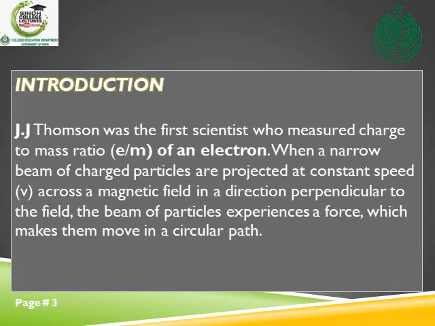Introduction. J.J. Thomson was the first scientist who measured the charge to mass ratio, that is e by m, of an electron, when a narrow beam of charged particles is projected at constant speed v across a magnetic field in a direction perpendicular to the field. The beam of particles experiences a force which makes them move in a circular path.